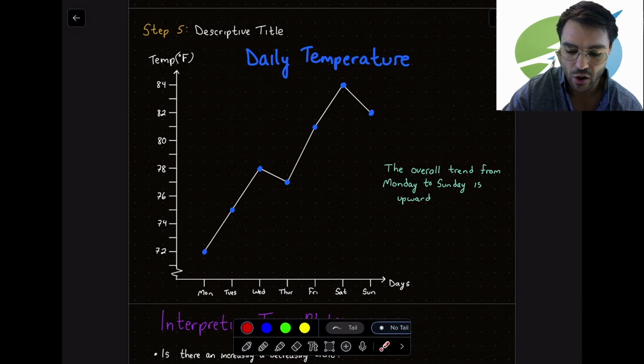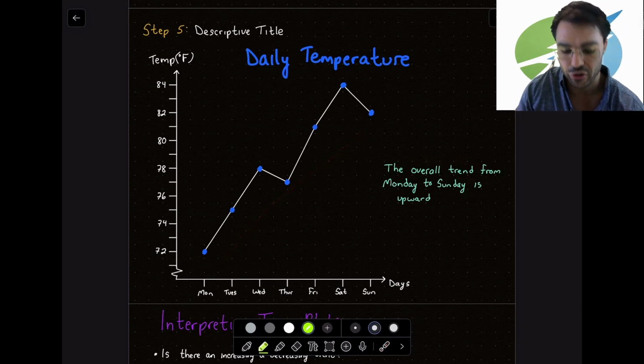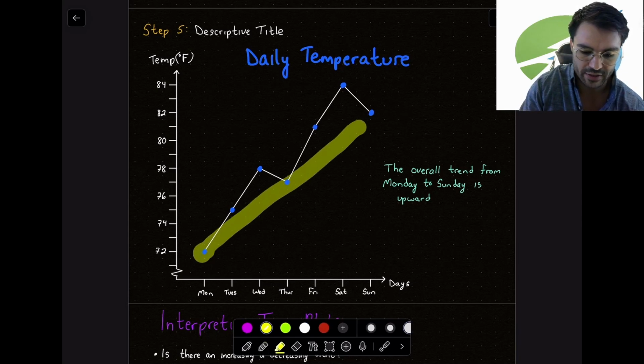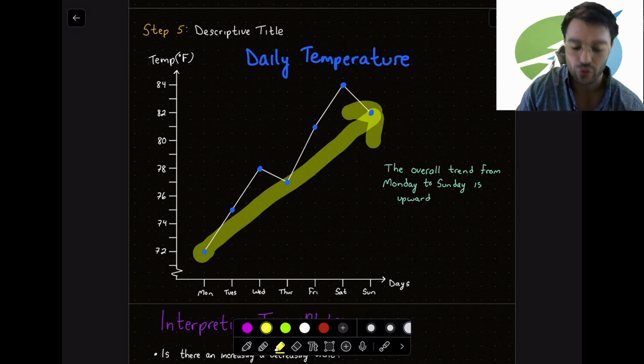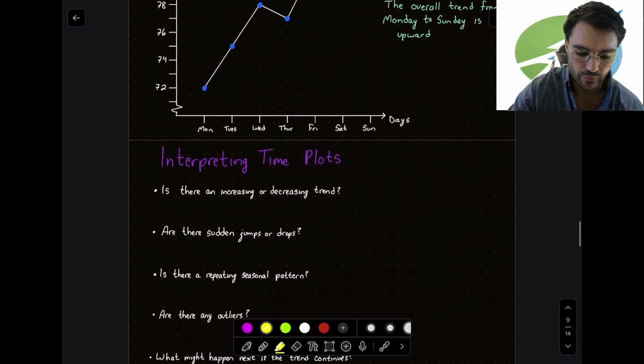I made a little note here. What's the trend of this graph? So the trend, you could pretty much just look at the start and end points. Starts here, ends there. That's an upward trend right there. Overall, the weather has increased over the course of 7 days. Upward trend. Cool.